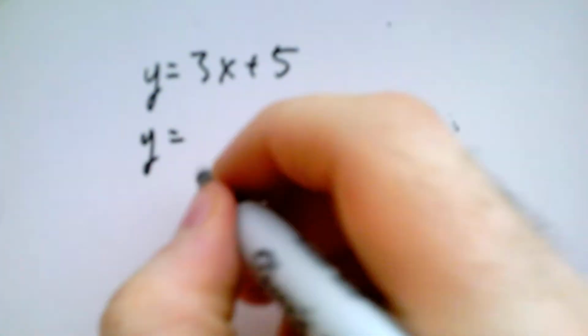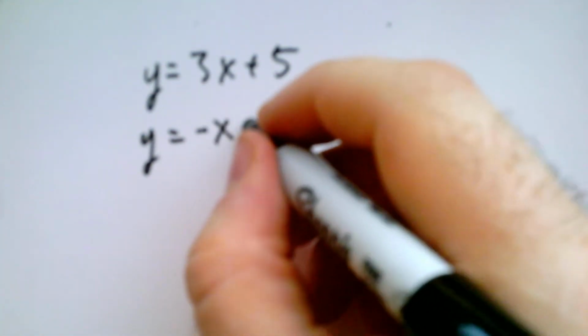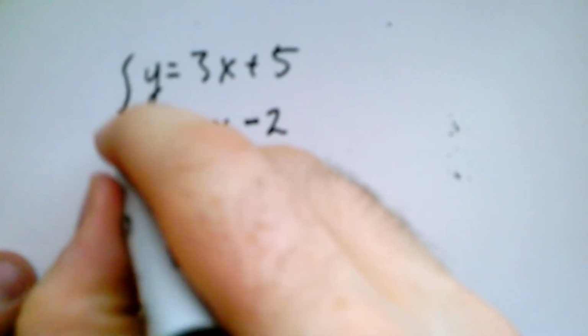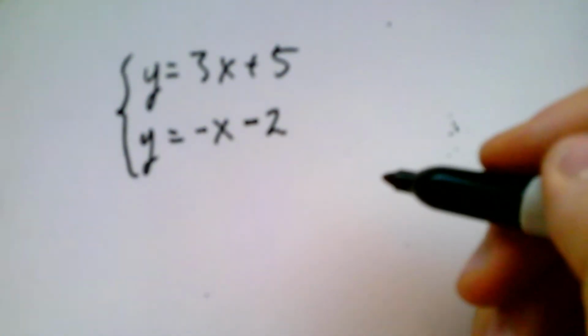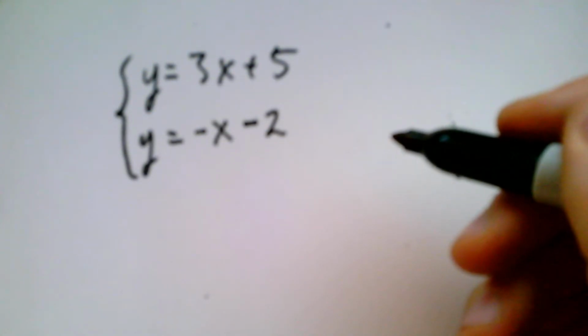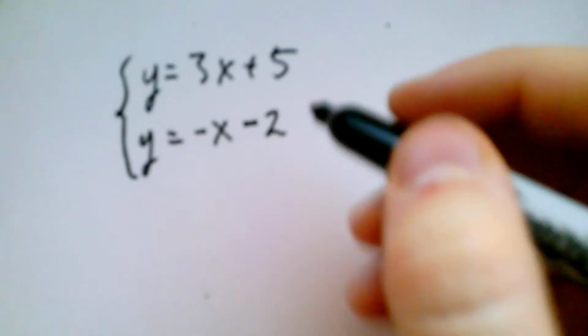Let's say y equals 3x plus 5 and y equals negative x minus 2. Okay, so we have two equations. I'm going to use this brace here to group them together to represent that they're in the same problem, that we want to have some property that relates to both of these lines. And in fact, what we want right now is to figure out where both of these lines cross.